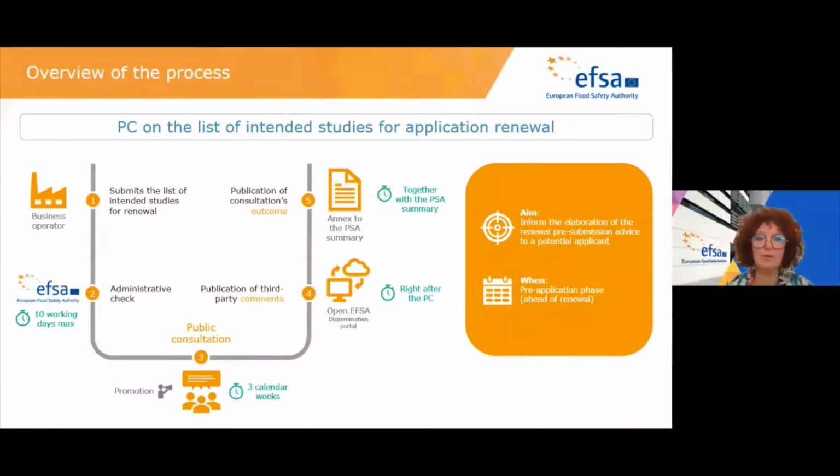In this case, the public consultation is about the list of intended studies. So you had a renewal. We have seen previously, you submit a list of intended studies. Step 2, EFSA makes an administrative check. This is a check to verify that the studies submitted comply with the mandatory fields of the practical arrangement. Then we launch a public consultation, which also has 3 calendar weeks, so a fixed timeline for all these public consultations. Here, the aim of this public consultation is to inform the elaboration of the renewal pre-submission advice to a potential applicant. So it's about collecting feedback from the public on this list of intended studies. The comments received go through 2 steps.